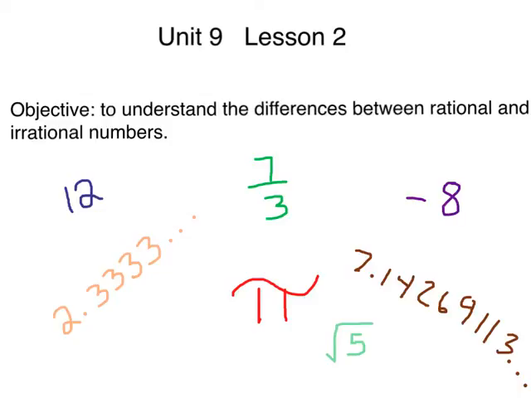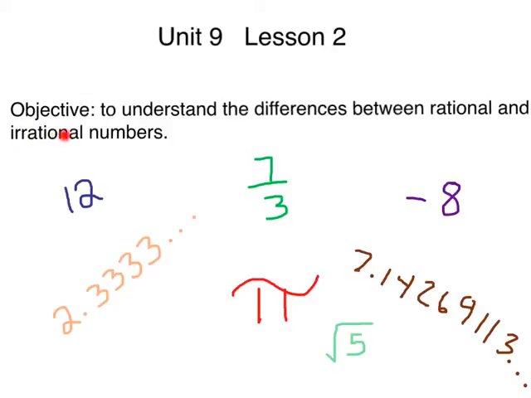Okay, welcome to Unit 9, Lesson 2 this time. Our objective here is basically to understand the difference between rational numbers. Those are all the numbers you know, nice numbers like 12. And then the integers, the opposites, the negatives. And then you got into things with fractions, and you've got decimals, including ones that end or repeat.